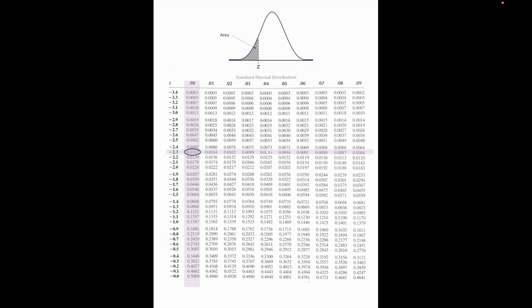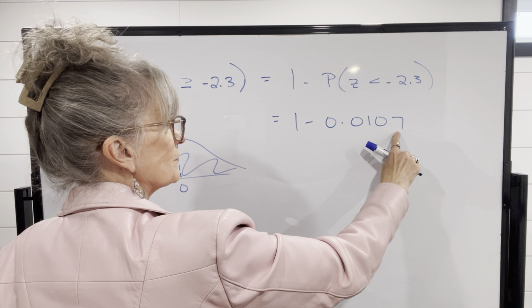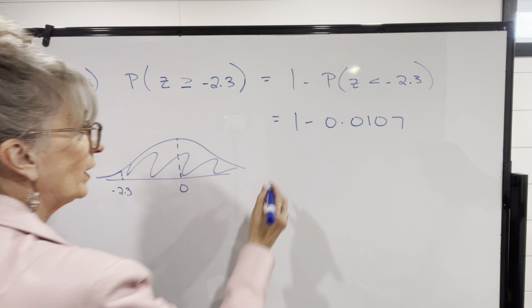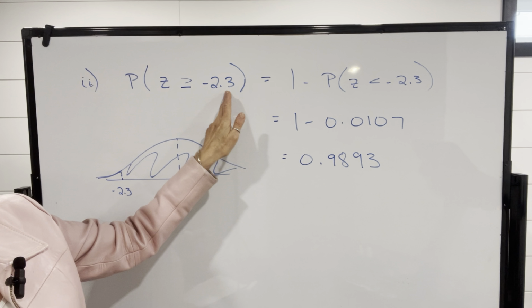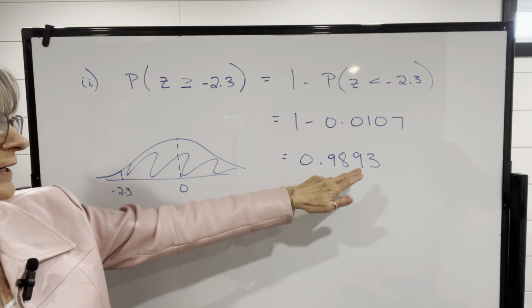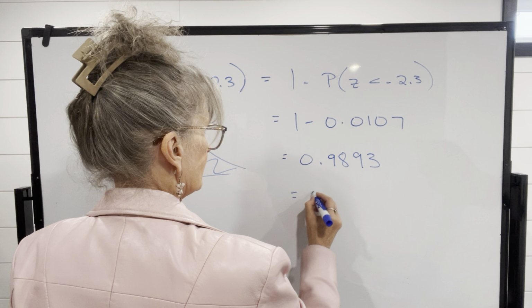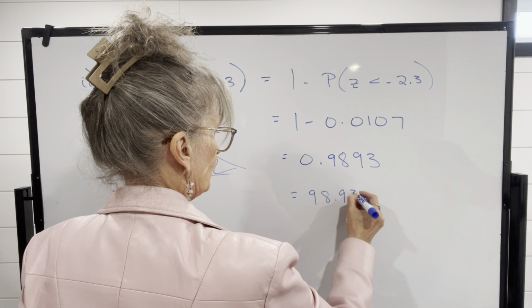0.0107. We obtain 0.0107. We subtract that from 1. Therefore, our area under the curve to the right of this z-score is 0.9893. And as a percent, that would be 98.93%.